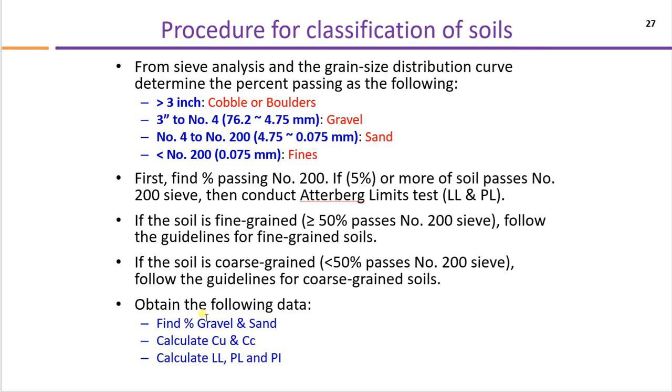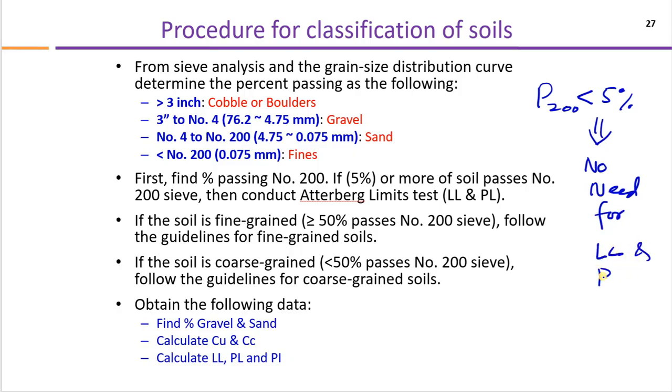Now, what is the procedure? The procedure is, we take the soil, and if there are some lumps, they have to be broken, and then we carry out the sieve analysis. After doing the sieve analysis, we will see what is passing number 200. If passing number 200 is less than 5%, there is no need for the liquid limit and plastic limit test.